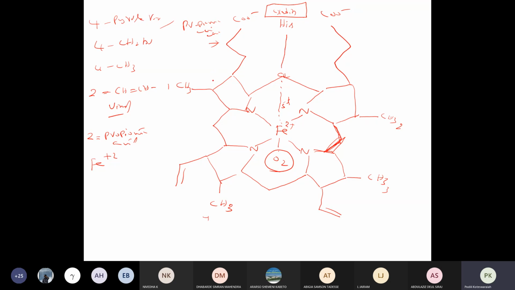So now, we have not placed the double bonds. You can see here double bond and a single bond, again double bond, single bond, again double bond, again single bond, double bond, again single bond, again double bond. So again double bond, single bond, again double bond, single bond, again double bond, single bond, again double bond. So this is the structure of the heme.